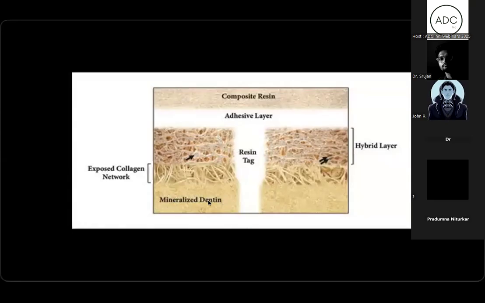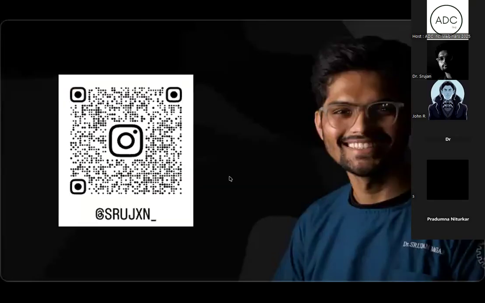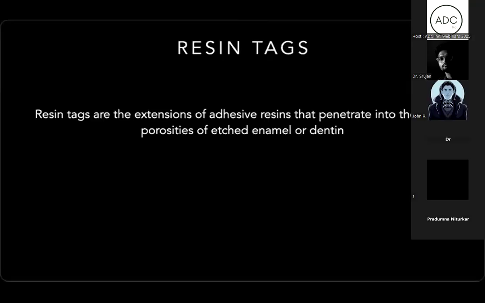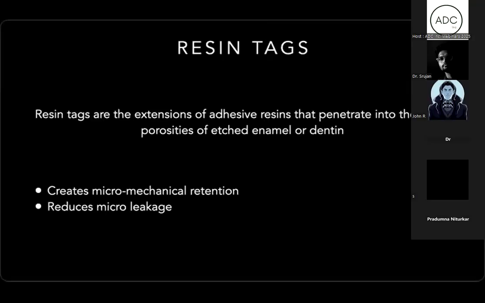What you see over here is mineralized tooth structure. After etching, this much of the tooth structure got demineralized, leading to exposure of collagen networks. Now, what happens with this exposed collagen networks? You add bonding agent. Everything in white is the bonding agent. You add that. This tiny little microporosity is basically the resin tag which is going to be formed, right?